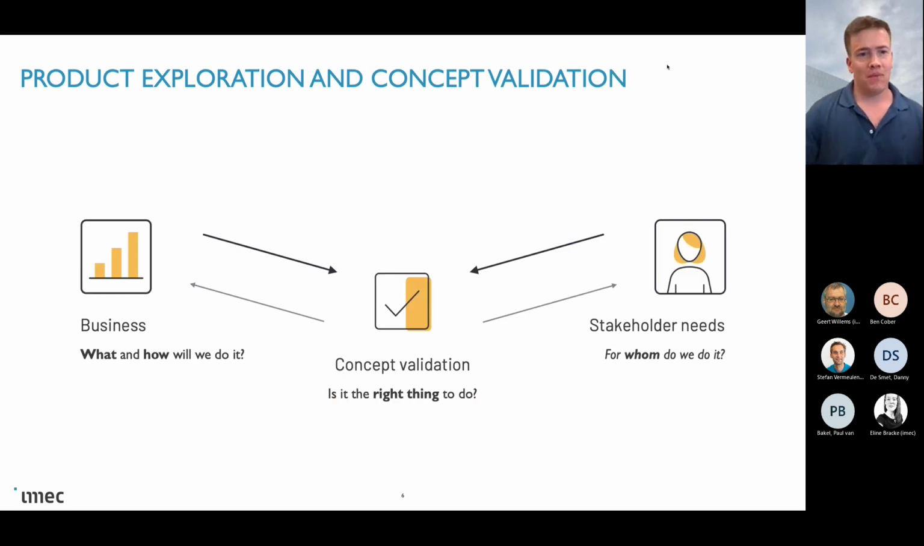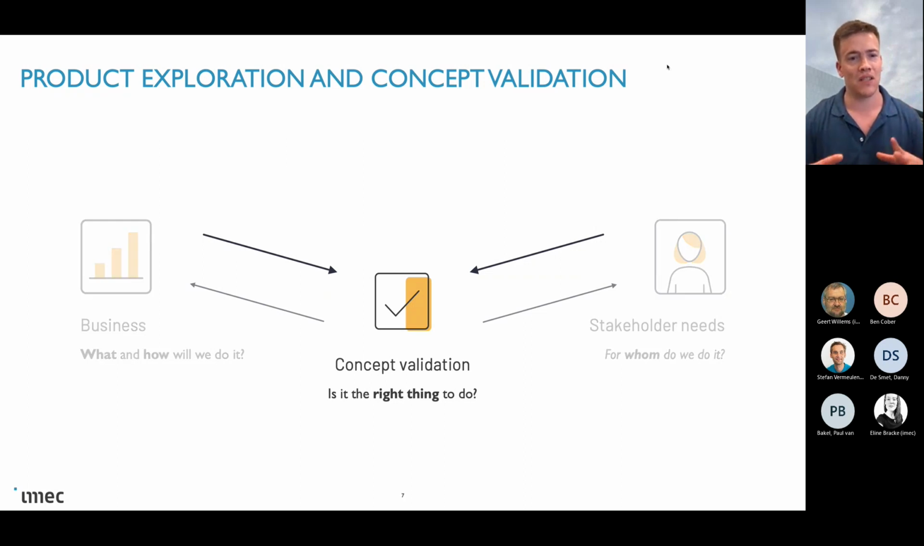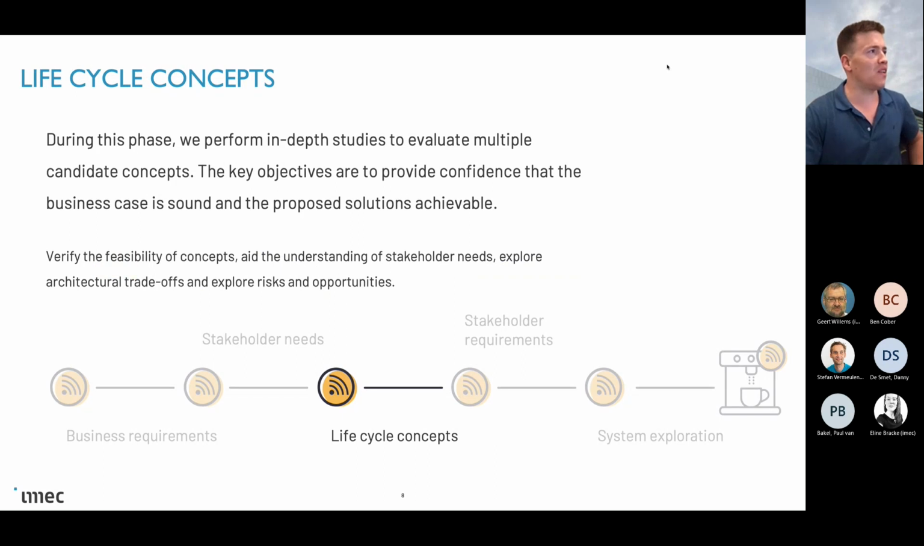In the end, we have a business and a reason for innovating. We have stakeholders, maybe customers, for whom we are innovating. And these things come together in a concept. What we're going to try to do today is validate that concept, both the business part and the stakeholder needs part, and how that solution fits with what we do. So what we do is analyze, evaluate, and of course, validate. We're going to start with the life cycle concepts.